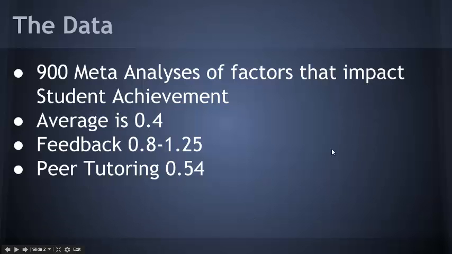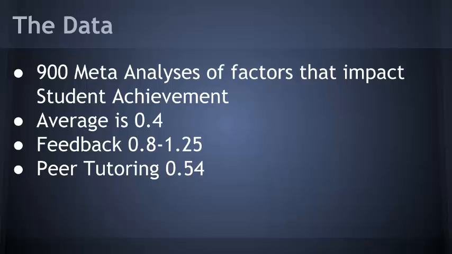Just a little backstory about when we talk about data and some research. Some very smart folks got together and looked at all the impacts on student achievement and came up with a number that was 0.4. Out of all the 900 things they looked at, the average effect size was 0.4, which translates to, I believe, a 14-point gain on a standardized test from the beginning of the year to the end of the year.